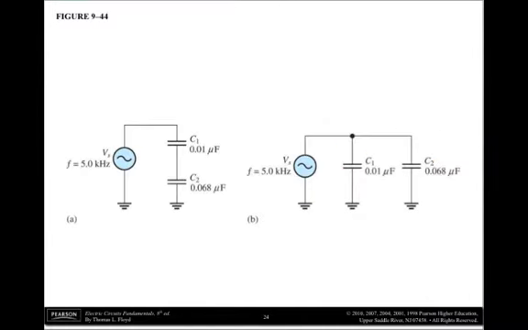Some more of the types of circuits we go over are series capacitors, which you see here on the left, and parallel capacitors, which you see on the right.